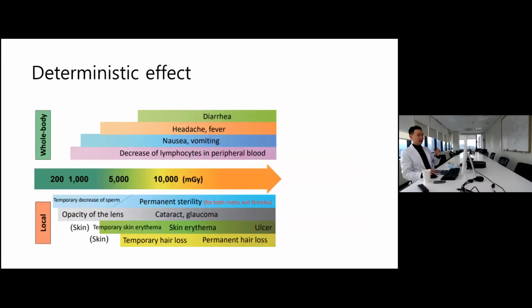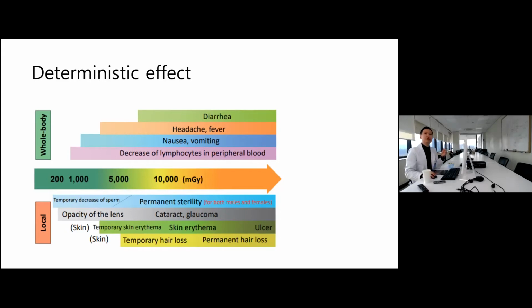So radiation exposure at levels exceeding 100 milligray at one time may cause effects on the human body due to cell death, and organs with high sensitivity to radiation are more likely to be affected by a small amount of radiation.